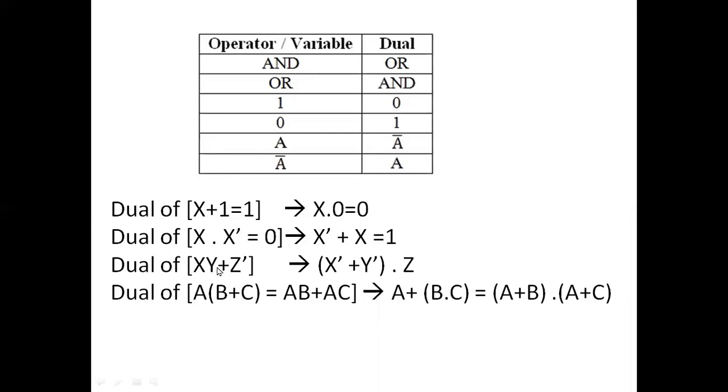Next, dual of x plus y, so xy plus z bar is equal to, here I have an AND operation, so it is x bar and will be replaced by OR. So x bar plus y bar dot z. You check the last one.